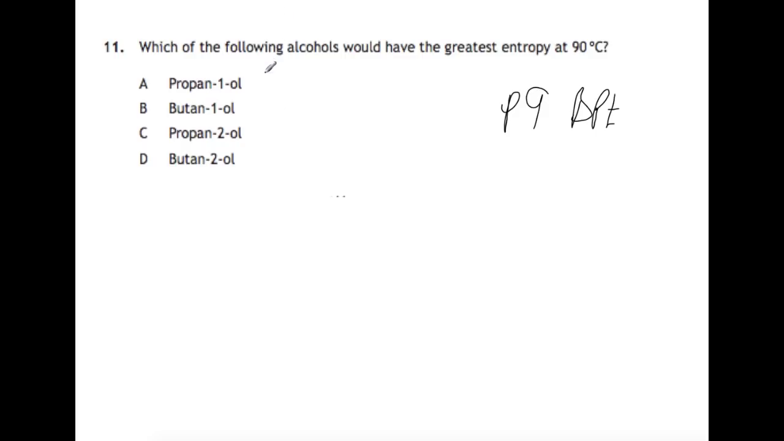So the boiling point of propan-1-ol is 97, the boiling point of butan-1-ol is 118, the boiling point of propan-2-ol is 82 and the boiling point of butan-2-ol is 100. So if we're at 90 degrees, propan-1-ol, butan-1-ol and butan-2-ol are all still liquids, whereas propan-2-ol has boiled, which means that it's now a gas and therefore has the greatest entropy.